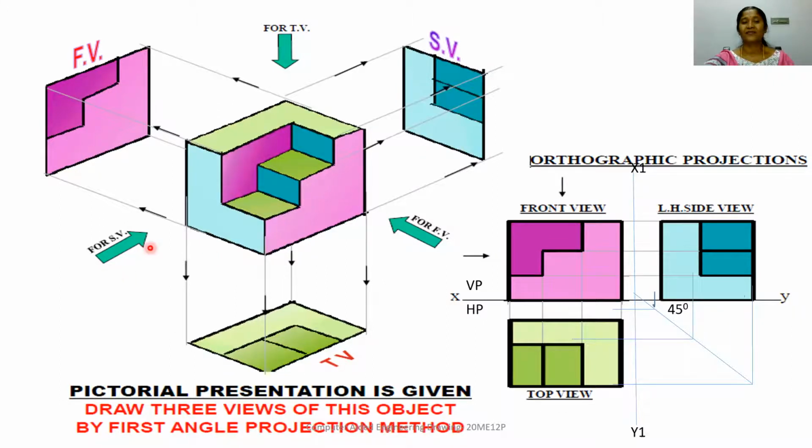So what will be the side view of this object? It consists of three surfaces. One is the surface that is in the shape of L, and also we can see two rectangles.